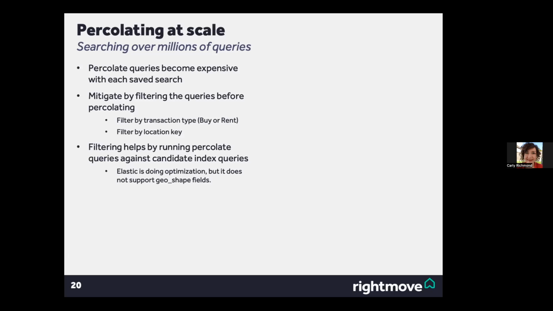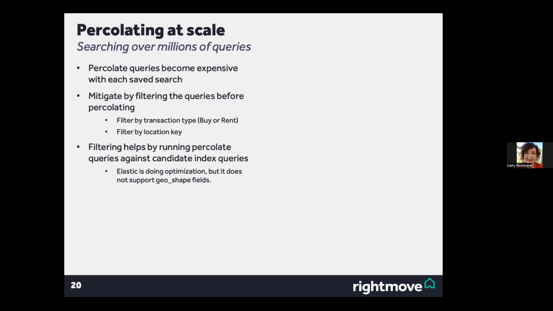And then we use the location key, which again filters it down, maybe from millions to thousands. Instead of running the queries against each and every saved search, we already filtered based on buy or rent, and we only run the queries against the saved searches which are specific to that area.